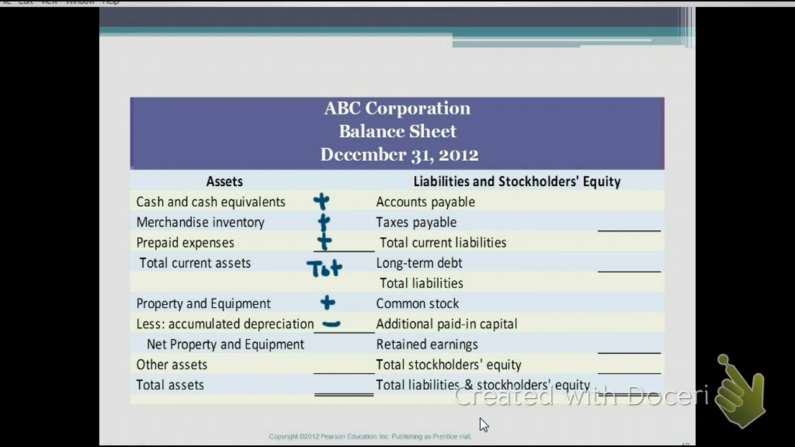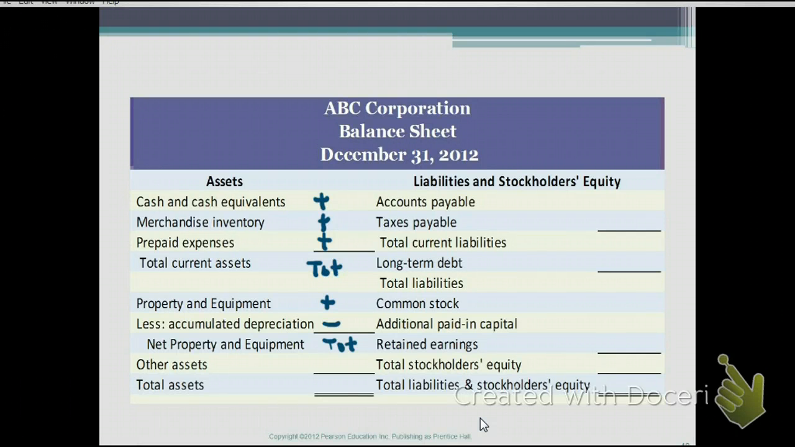Whenever you see accumulated depreciation, that is a balance sheet item. I'm not going to explain it at this point because we're going to cover that in detail later down the road. But if you see the term accumulated depreciation, that needs to go along with your property and equipment and it needs to be subtracted. So property and equipment less accumulated depreciation will give you net property and equipment.